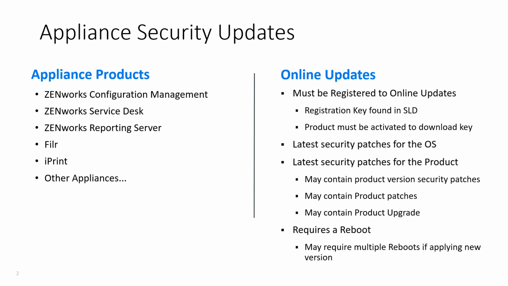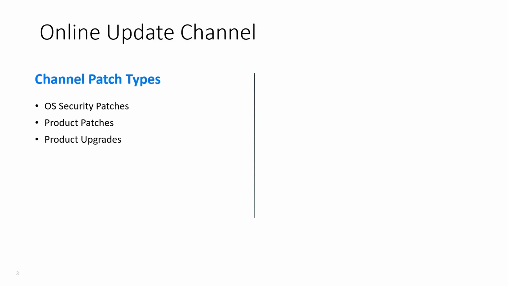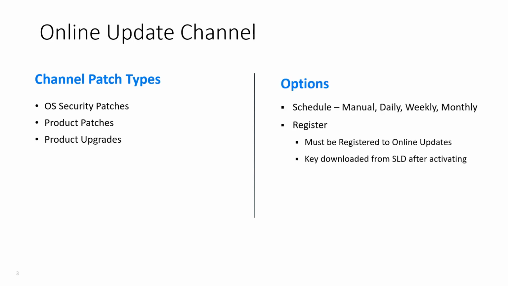The latest security patches come through this channel, and the patches are for the OS and for the product. And it may contain product version security patches, or product patches and hotfixes, or contain a product upgrade. It does require a reboot. You may need to have multiple reboots also if applying to a new version. Channel patch types: there's OS security patches, there's product patches, and there's product upgrades through this channel.